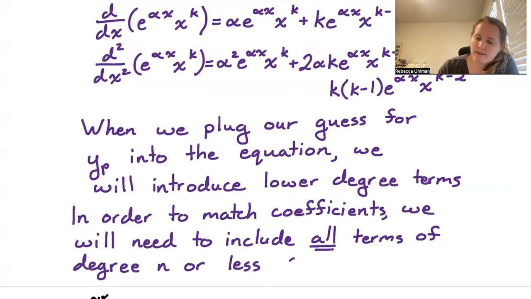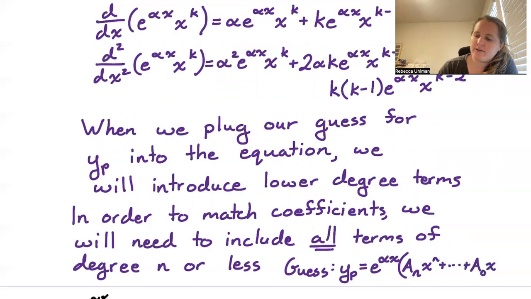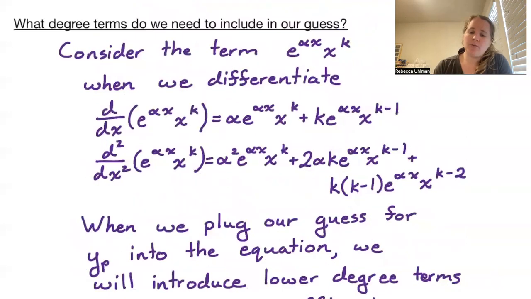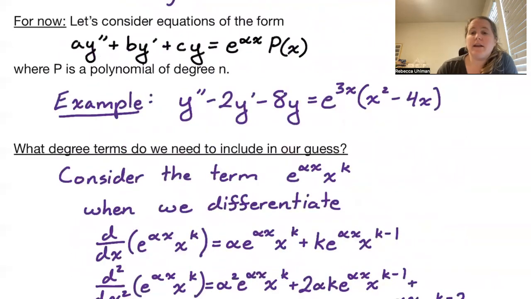So our guess essentially would be yp is equal to e to the alpha x times an An x to the n all the way down to A0 x to the 0, or A0 on its own, our constant term. So when we make our guesses, even if the original polynomial just had a degree 2 term and a degree 1 term, our guess will need to contain all.